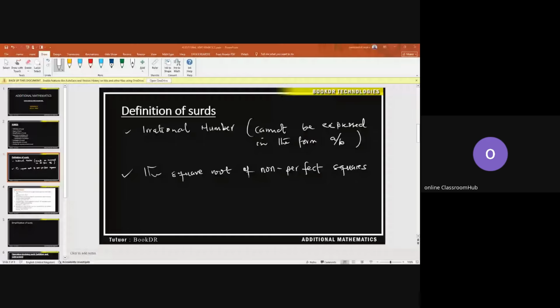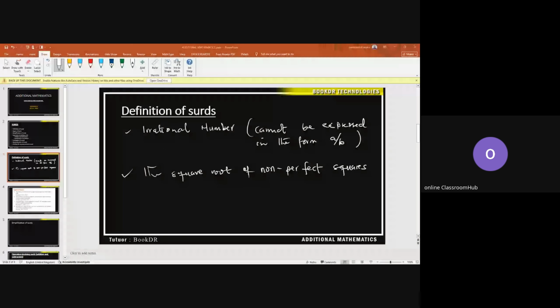So we have 1 is a perfect square. Then we have 4 is a perfect square. Then we have 9 as a perfect square, 16, 25, etc. Why? Because all these numbers can be written as a product of an integer and itself.